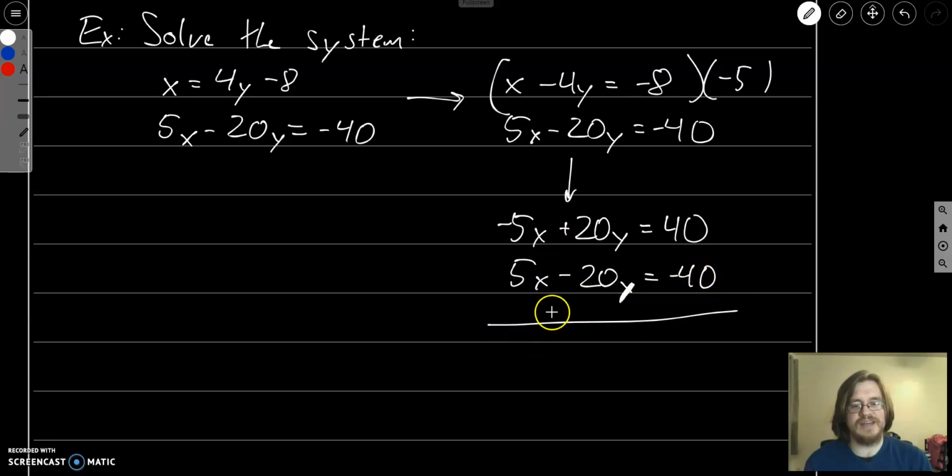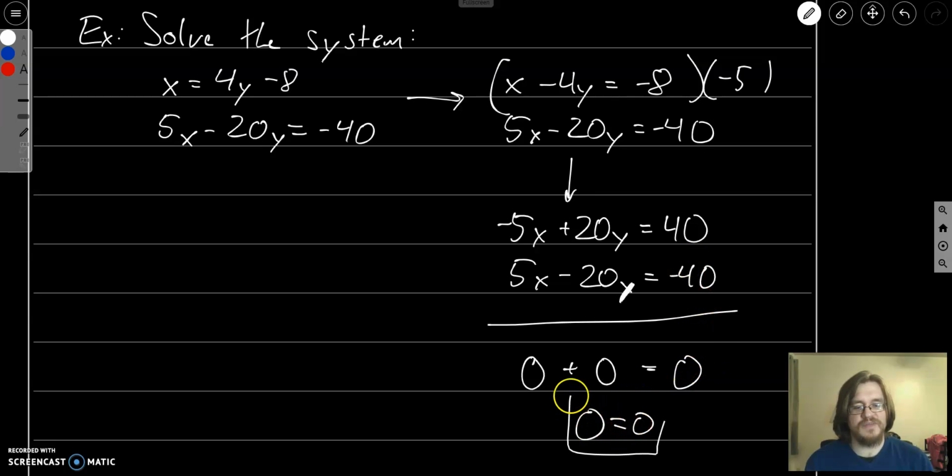And now things will cancel. But what we'll notice is that 5x and negative 5x, that adds up to 0. 20y and negative 20y, that adds up to 0. 40 and negative 40, well, that adds up to 0. And 0 is equal to 0. What happened to x and y? They disappeared when we added them. So this means infinitely many solutions.